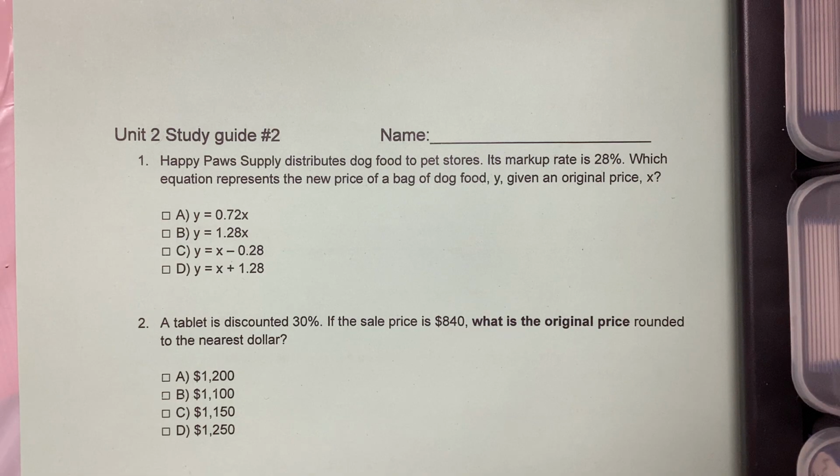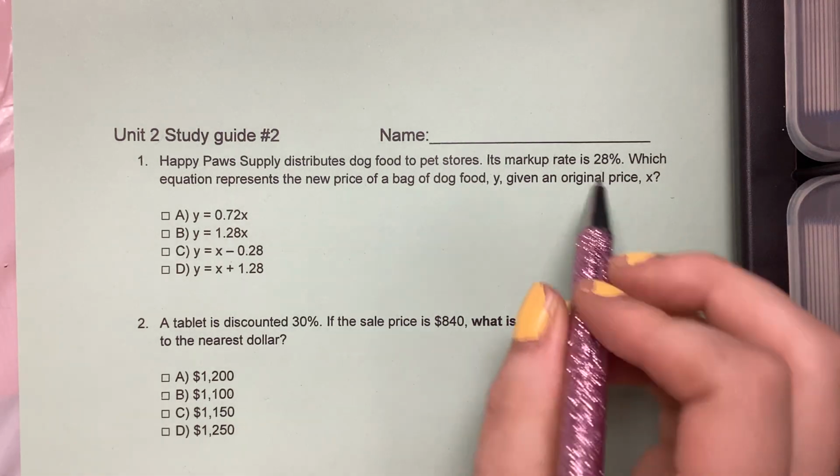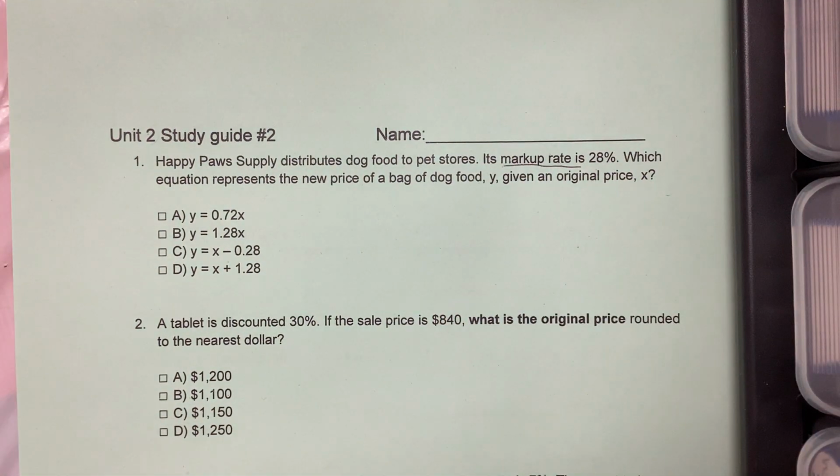Number 1 says, Happy Paw Supply distributes dog food to pet stores. Its markup rate is 28%. Which equation represents the new price of a bag of dog food, Y, given an original price, X? Okay, key word here is markup rate. We're going to mark up.